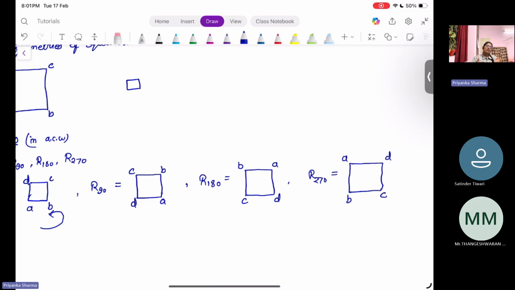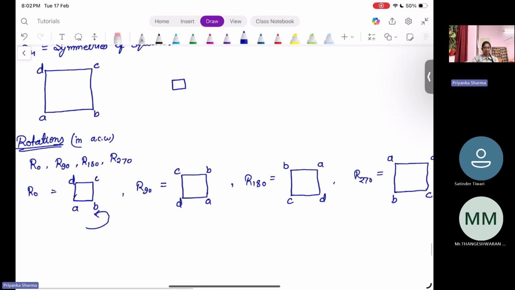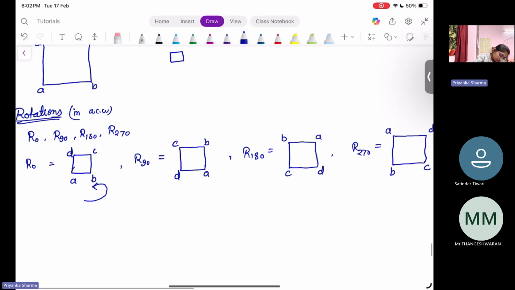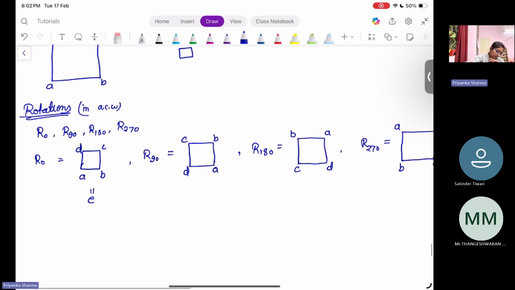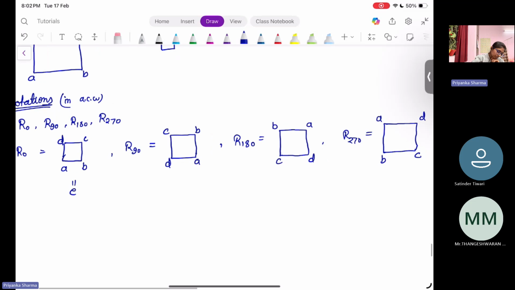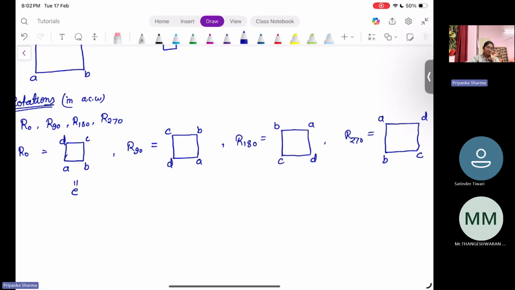What if we rotate it by 90 degrees in the anti-clockwise direction again? We will get R0. So we fix this element as the identity, because this corresponds to no change in the given square. We didn't change its symmetry. So these are four kinds of rotations. Here, what is the operation actually? The operation means we are rotating the square.